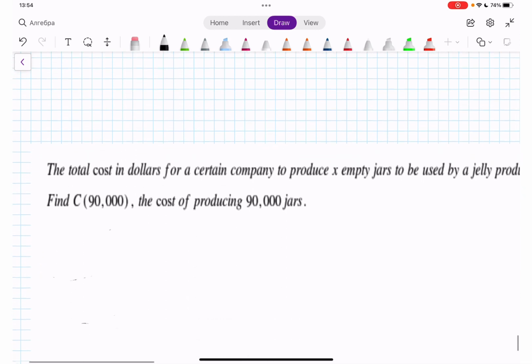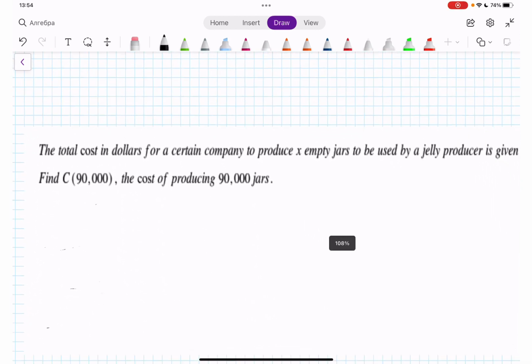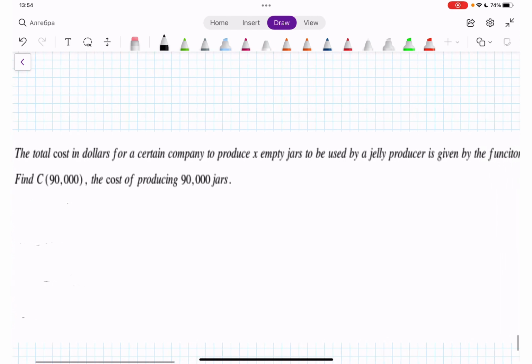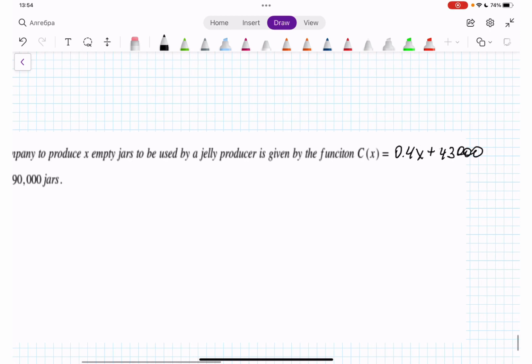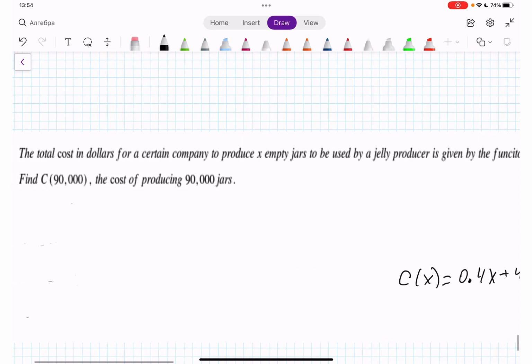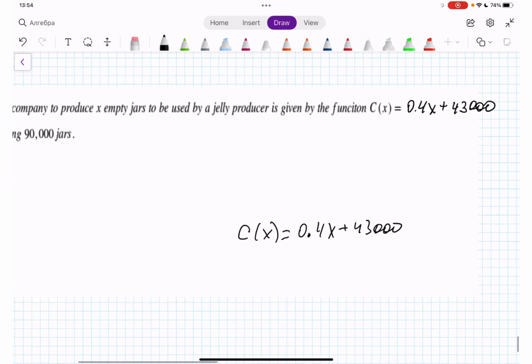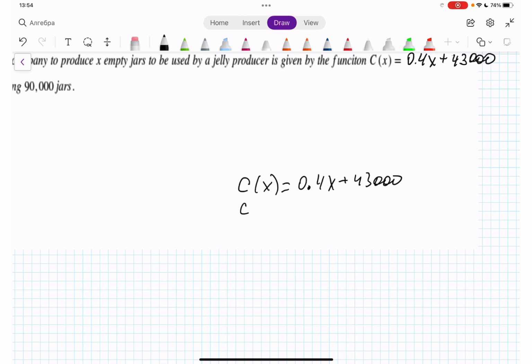And the second question: the total cost in dollars for a certain company to produce x empty jars to be used by a jelly producer is given by the function c of x is equal to 0.4x plus 43,000. Okay, we need to find c of 90,000, for 90,000 jars. So 0.4 times 90,000 and plus 43,000.